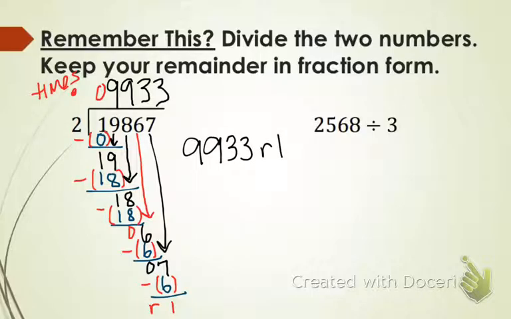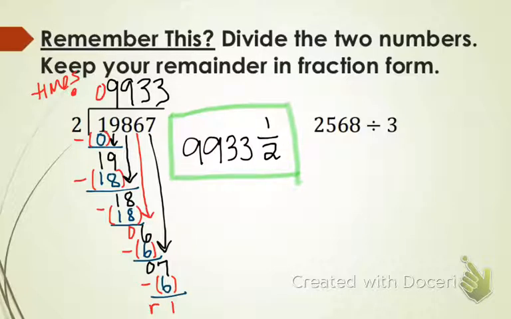So they told you how to do that. But then they told you, okay, we're in a different grade level, time to bump it up a step. Our answer is 9,933. We had a remainder, and it was being divided by 2, so we had to write it in fraction form. This is what it means to keep your remainder in fraction form. If you have a remainder, it ends up in a fraction. How do you set up the fraction? Well, your remainder goes on top, and your divisor goes in the bottom, what you're dividing by.